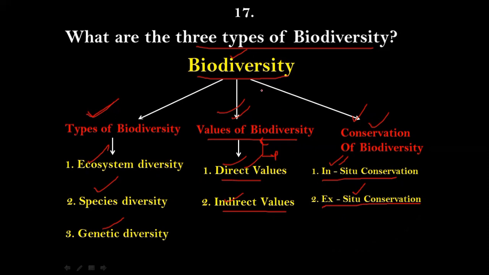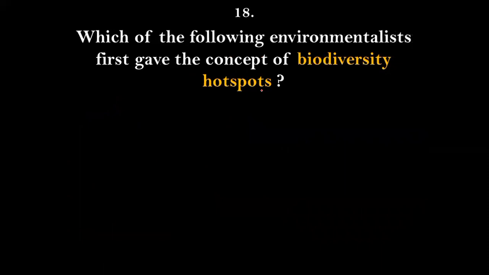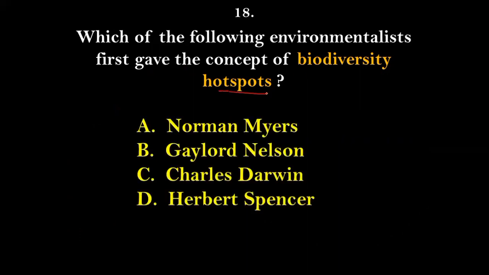Moving further, question number 18. Which of the following environmentalists first gave the concept of biodiversity hotspots? Options given here are again the same: Norman Myers, Gaylord Nelson, Charles Darwin, or Herbert Spencer. So among these environmentalists, the first person to give the concept of biodiversity hotspots was option number A, that is Norman Myers.